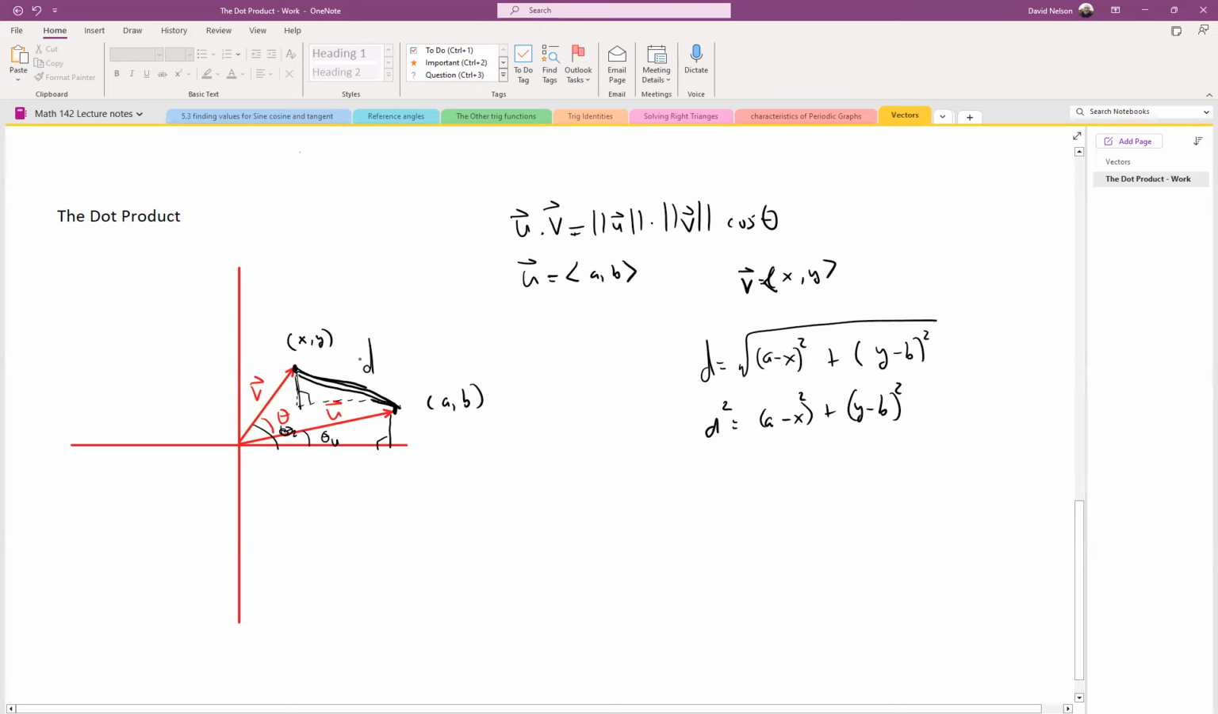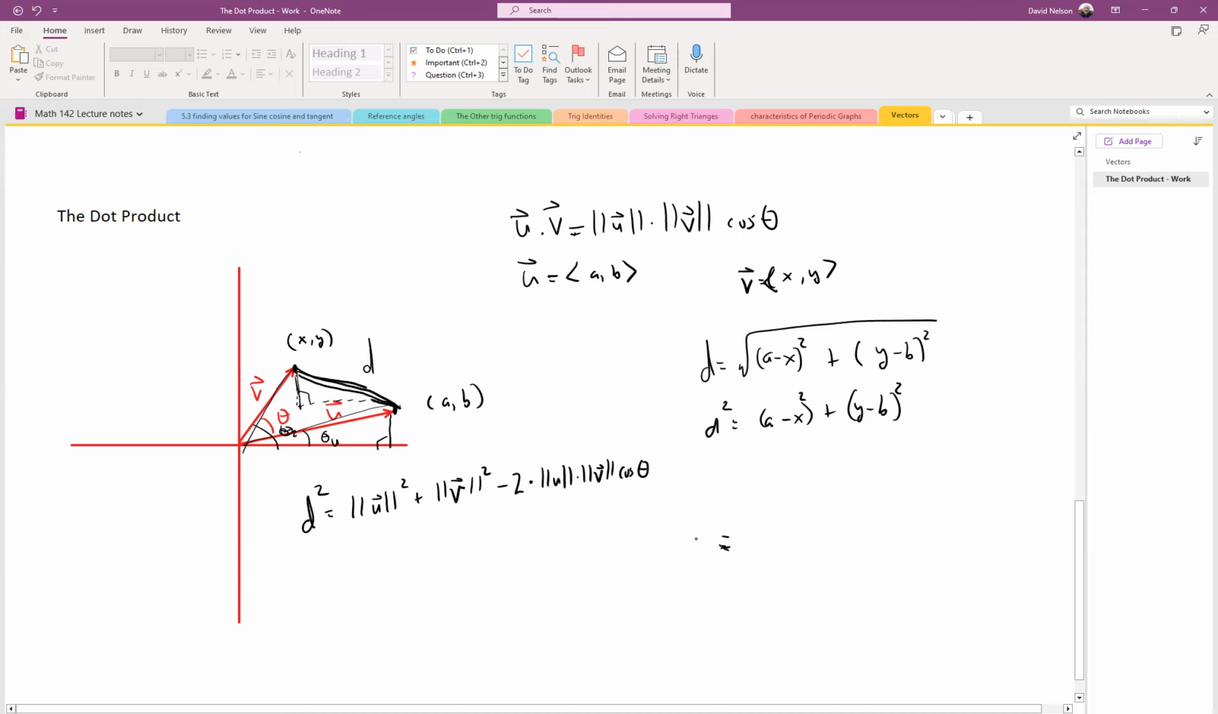Okay, but we can also look at d with the law of cosines in mind. With the law of cosines in mind, I know that d squared is equal to the magnitude of u squared plus the magnitude of v squared minus 2 times the magnitude of u times the magnitude of v times the cosine of theta in there, right? So if I take the length of u and the length of v, I can apply the law of cosines to that and express d in that way.